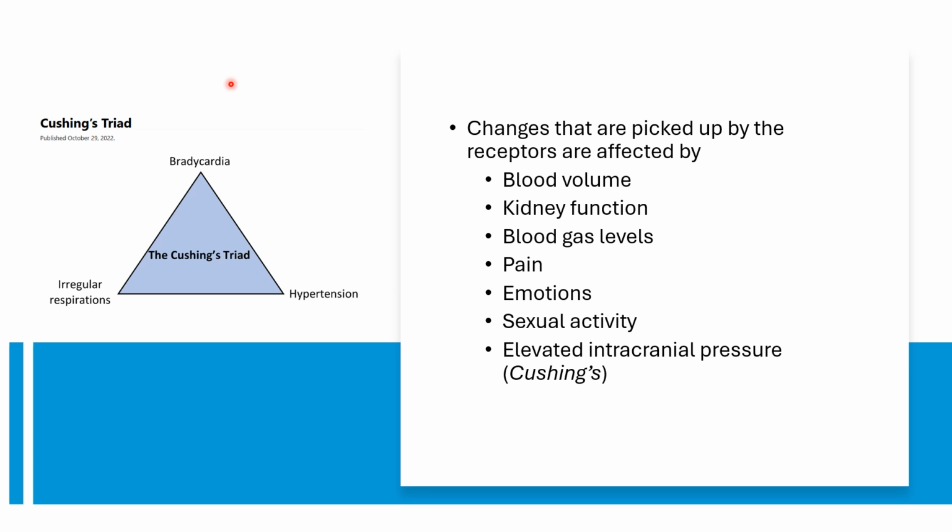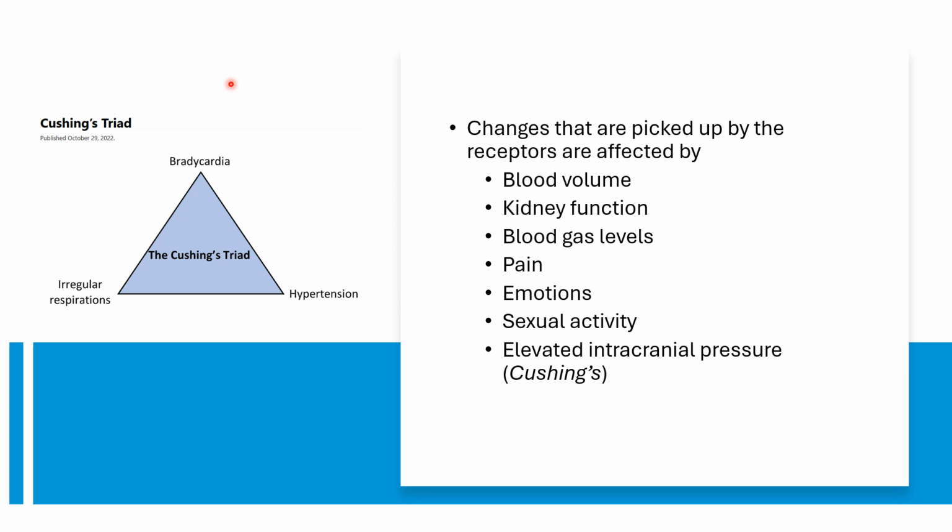If you have a change in kidney function, because the kidneys are putting out nutrients, ions, all different kinds of things into the blood, the baroreceptors can say, hey, wait a minute, this level of a nutrient is off. We've got to do something about this. Let's get it changed.